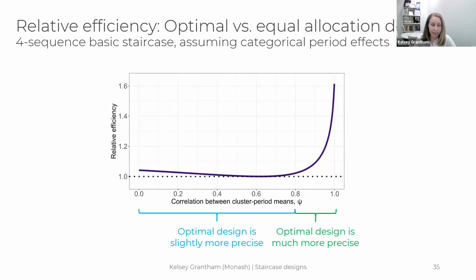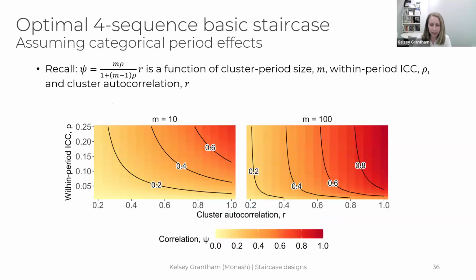And for the 4-sequence basic staircase design, assuming categorical period effects, the relative efficiency is highly dependent on psi. For values of psi less than around 0.8, the relative efficiency is 1 or just above 1. And so the optimal allocation design is only slightly more precise than the equal allocation design. But for values of psi between 0.8 and 1, the optimal allocation design is much more precise, up to 60% more precise than the equal allocation design. And so it's in trial settings with a large value of psi where the optimal design would be most beneficial. So again, when would we find ourselves in that setting?